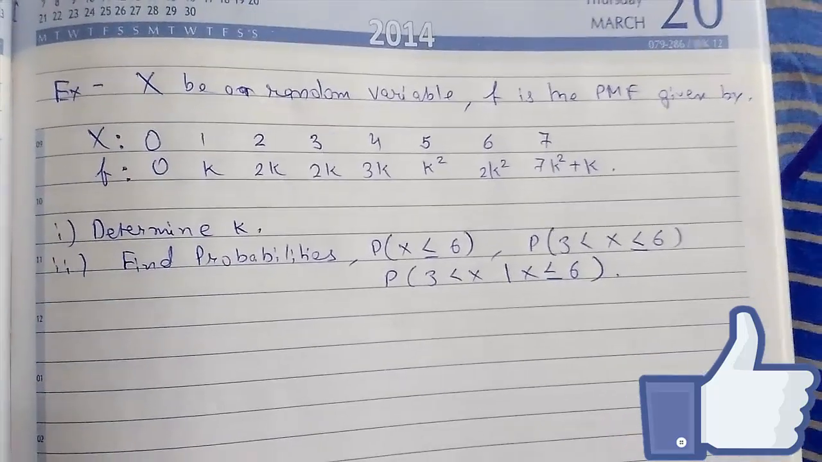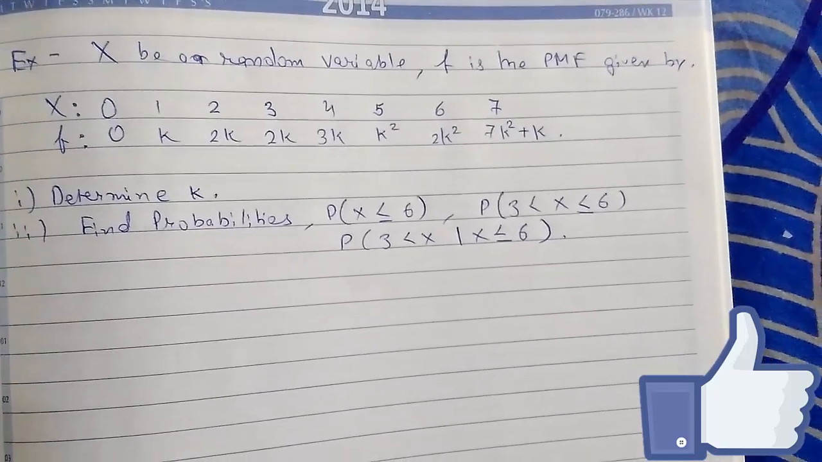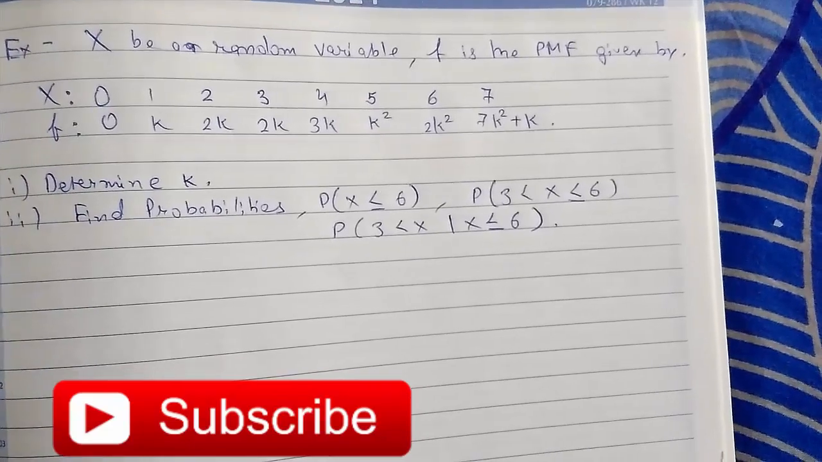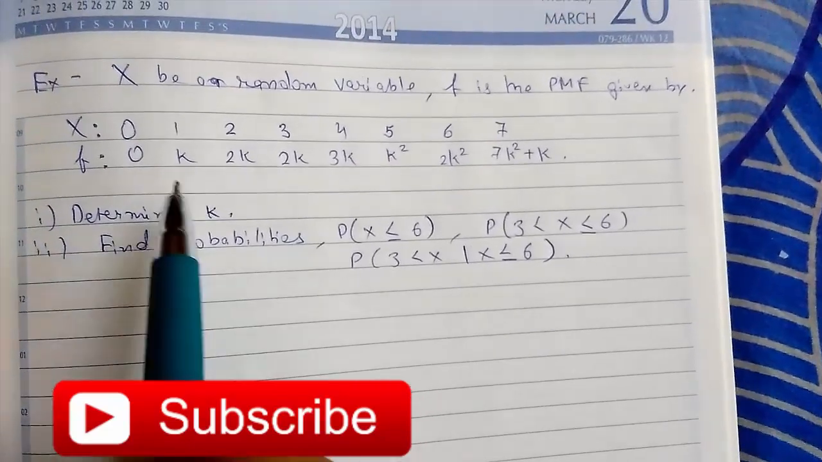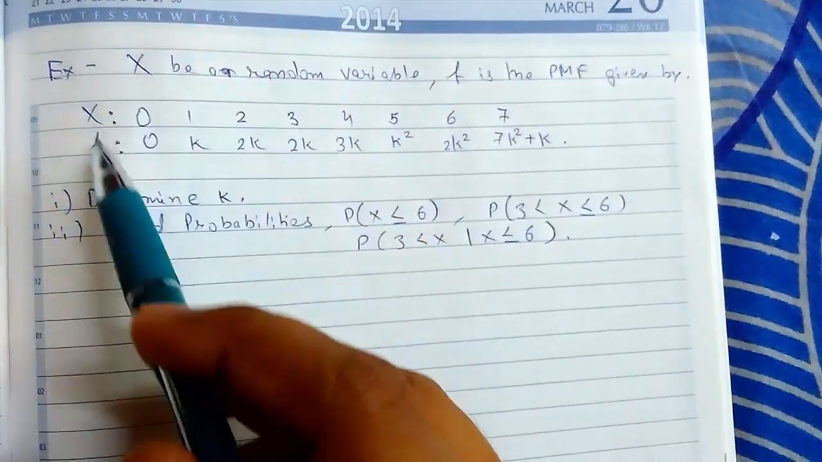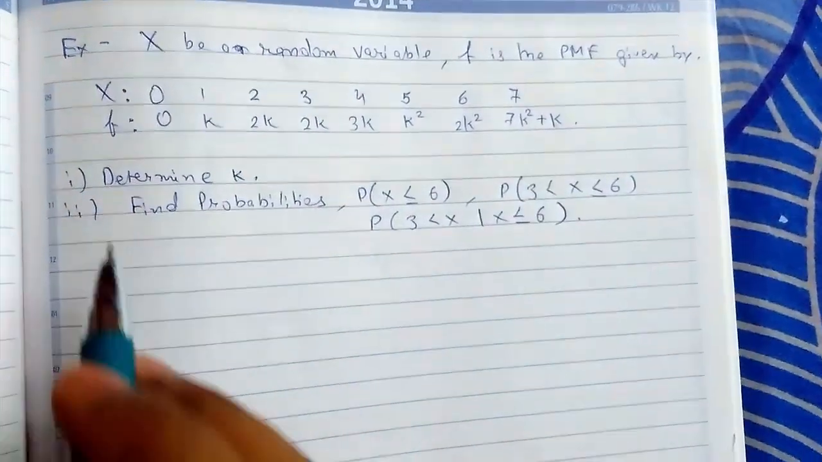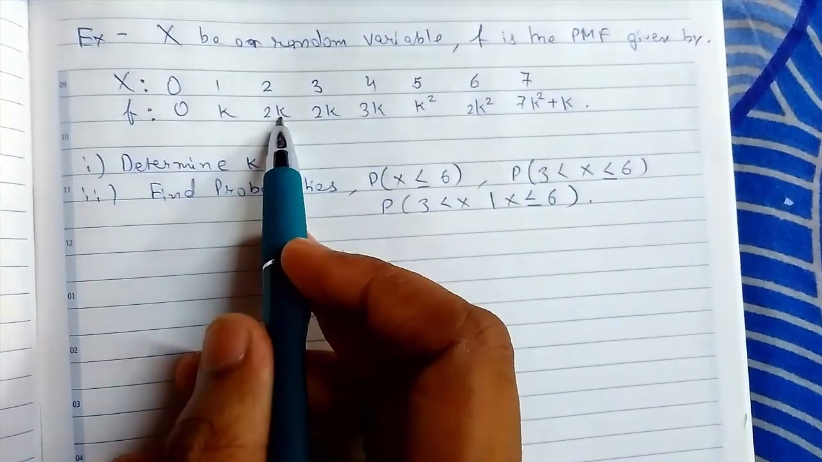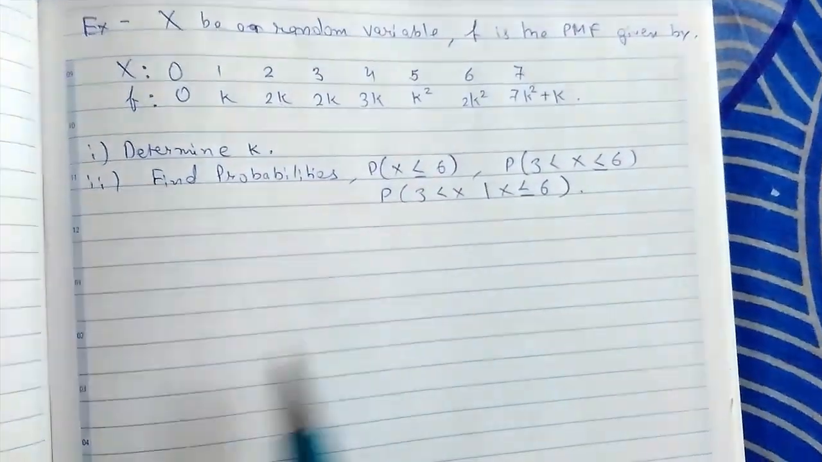Welcome back, guys. So today we'll be continuing probability. Today we'll be seeing an example or a problem on probability mass function. Let X be a random variable and f is the PMF given by this. For this, we need to find the value of k, and we need to find these three probabilities.